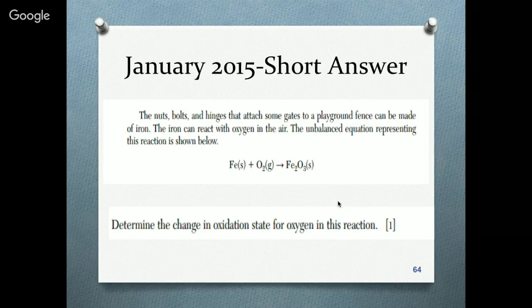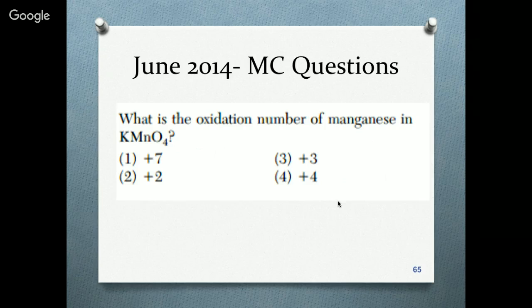Determine the change in oxidation state for oxygen. On the reactant side, oxygen's all by itself, 0. On the product side, there's no special exception with iron, so -2. All right, what's the oxidation number of manganese in KMnO4? Oxygen is -2 times 4, which is -8. K is in group 1, so it's +1. So Mn would have to be +7.